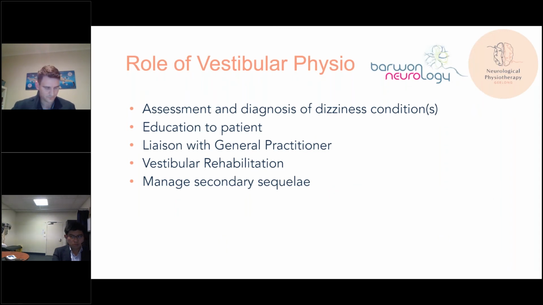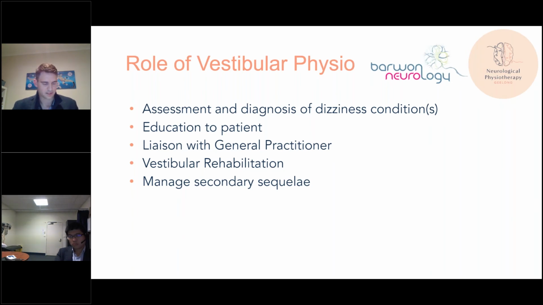So the role of vestibular physio is assessment and diagnosis of dizziness conditions, as there may be multiple. Education of the patient, so focus on self-management strategies, therapy options, and the role of medication. Liaison with their GP. Vestibular rehab, which can be head motion or visual motion induced dizziness or dizziness imbalance. We often have a very cautious approach because sometimes these patients can be quite irritable with their dizziness.